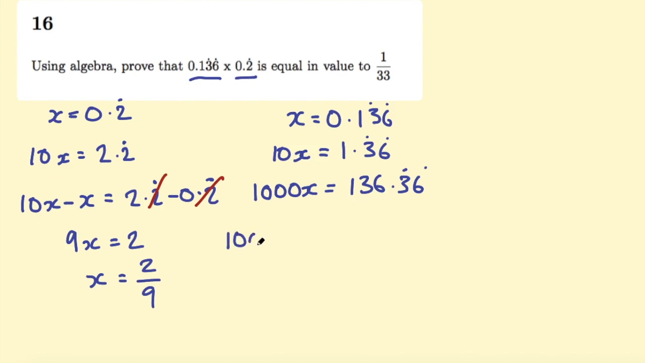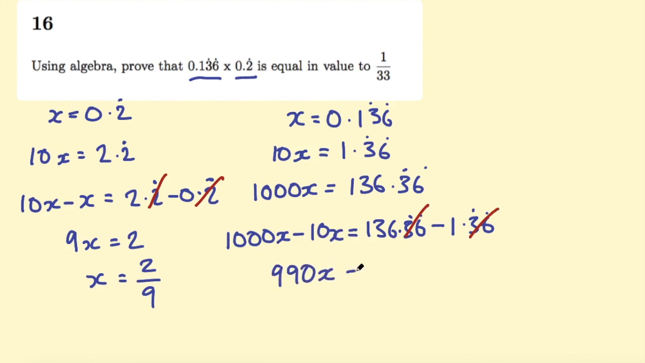So my next line will be 1000x minus 10x equals 136.36 recurring minus 1.36 recurring. So you can see there that I've used these two equations to get rid of these recurring parts of the decimals. And so I get 1000 take 10, 990x, equals 136 minus 1, 135. And so x equals 135 over 990.